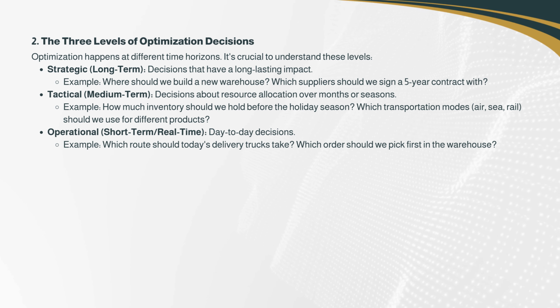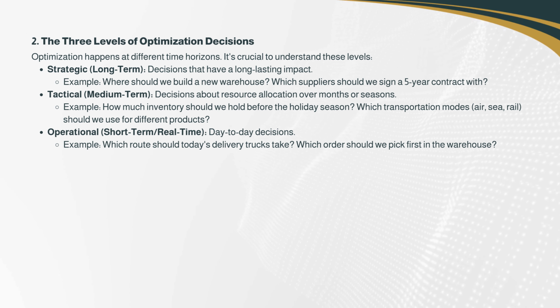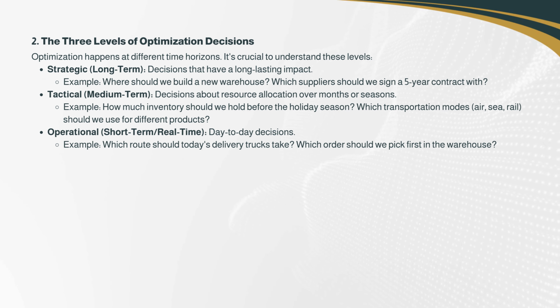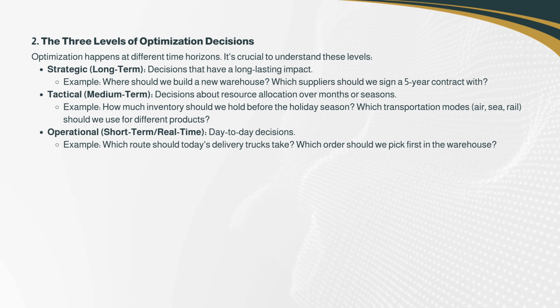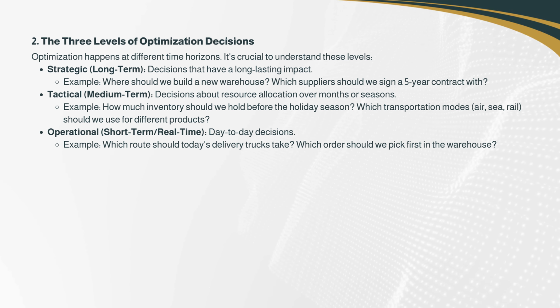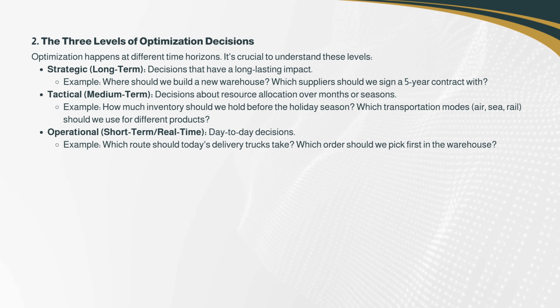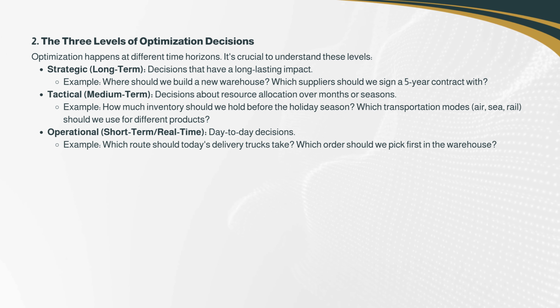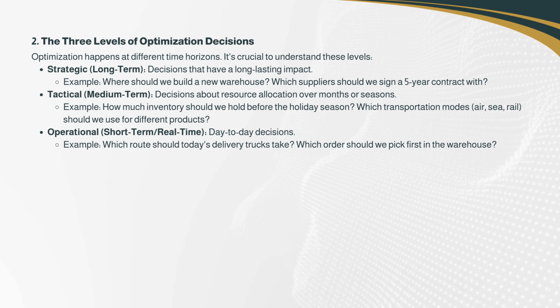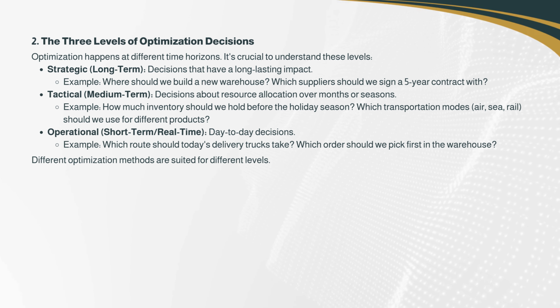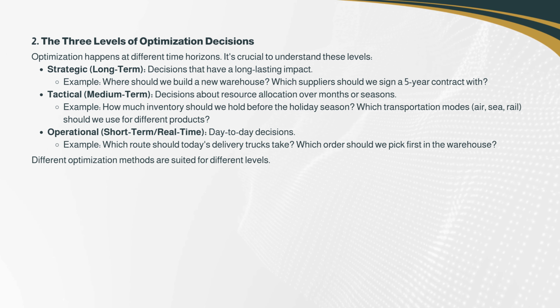Tactical, medium-term decisions about resource allocation over months or seasons. Example: how much inventory should we hold before the holiday season? Which transportation modes, air, sea, rail, should we use for different products? Operational, short-term, real-time, day-to-day decisions. Example: which route should today's delivery trucks take? Which order should we pick first in the warehouse? Different optimization methods are suited for different levels.